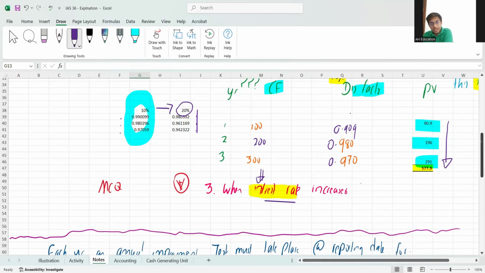If your interest rate falls, your discounting factor falls. Because of that, your value in use also will fall. Try and see: use the same figures that I've given, and only change your discounting factors. You will be able to see the final result declining. Simple as it is.